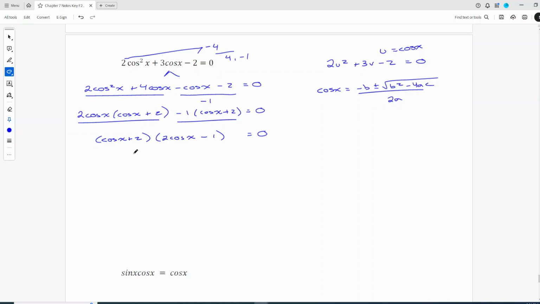All right, so zero factor property, we set it equal to 0, we factored, now we're going to set each factor equal to 0 to solve. So we've got cos x plus 2 equals 0, which would make cos x equal to negative 2.